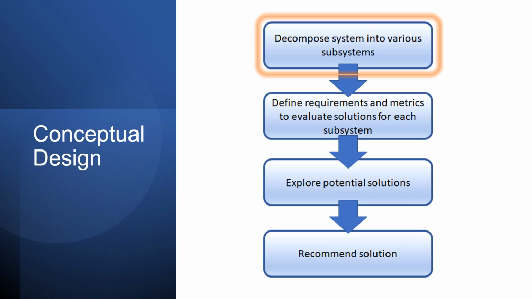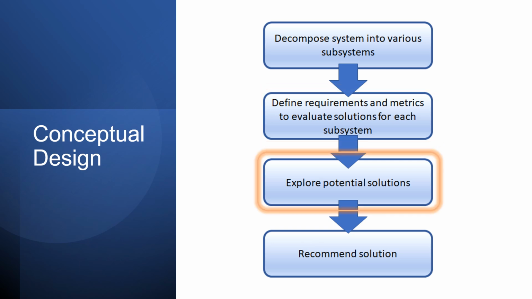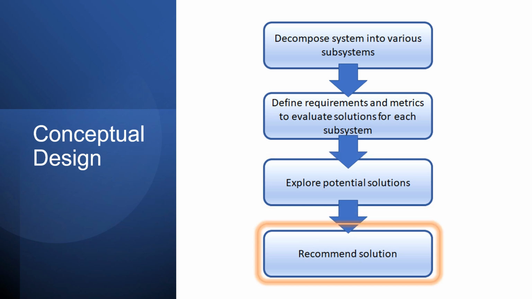The concept for our approach to system design can be captured in the following flowchart. Firstly, we decompose the overall solution into its constituent subsystems. Next, we determine the primary requirements, assumptions, and metrics for each subsystem. After that, we explore potential solutions for each subsystem. And lastly, we recommend a specific solution for each subsystem and explain the reasoning behind it.